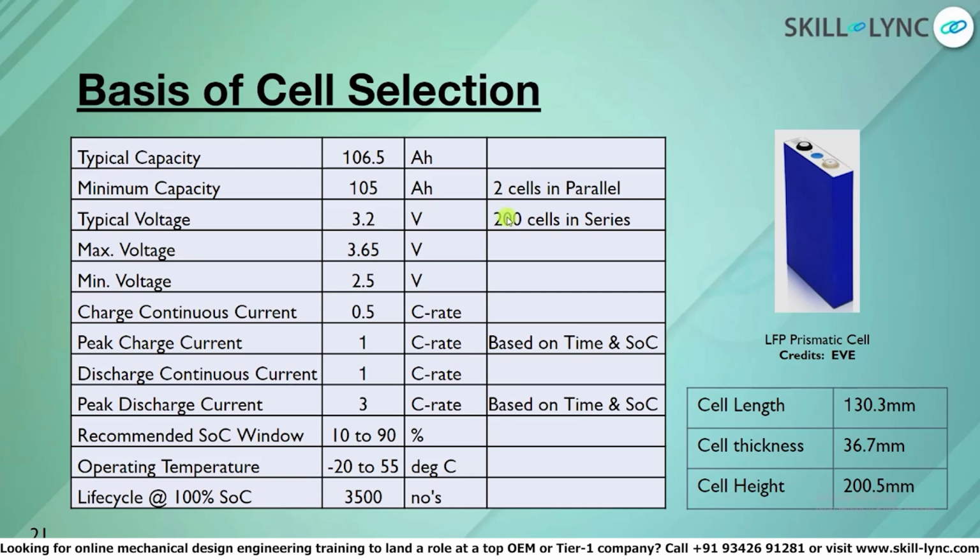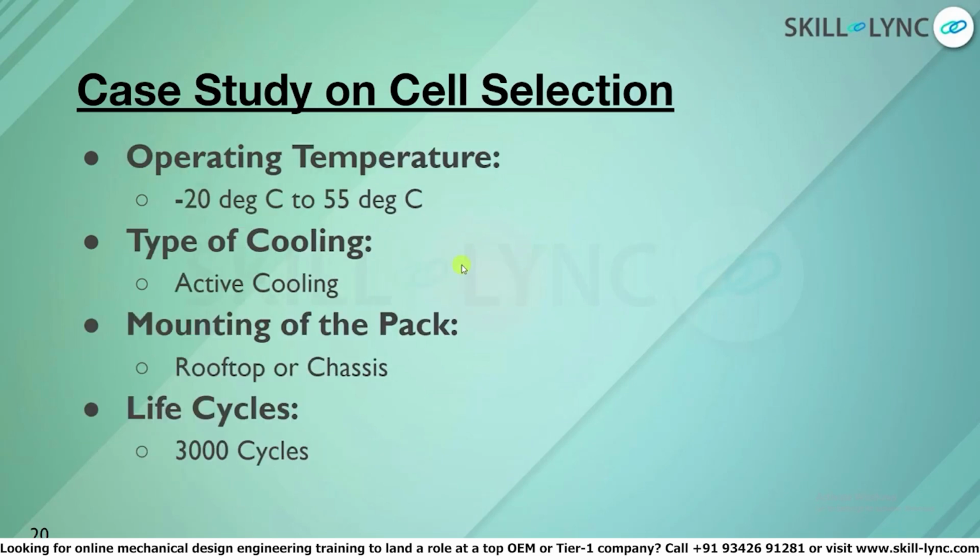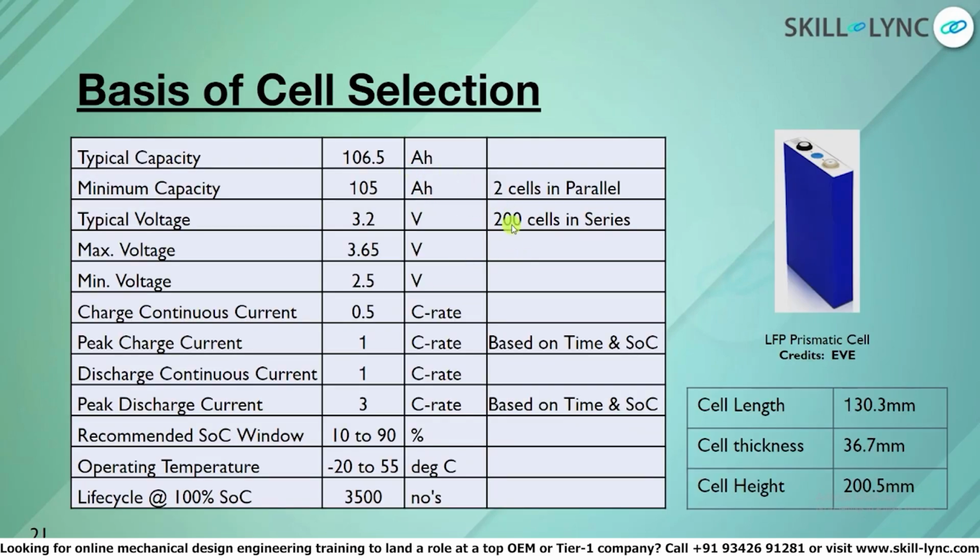Now we'll see what the peak charge current is, which is 1 C rate, and peak discharge is 3 C rate. But we have a condition over here which says it's based on temperature and SoC. So what does that mean? We'll refer to what is based on temperature and SoC in the next slides. And then once we have this condition met, the other important part is going to be the operating temperature. So we have to maintain the whole cell and the battery pack within the operating temperature of -20 to 55 degrees centigrade. Even the battery pack requirement calls for the same. The cell requirement also is the same.